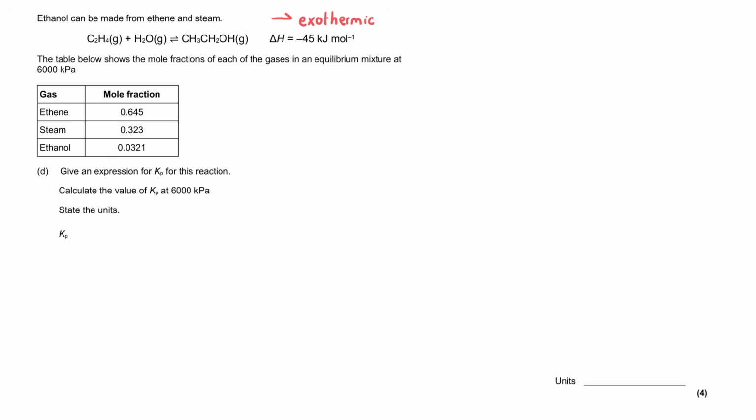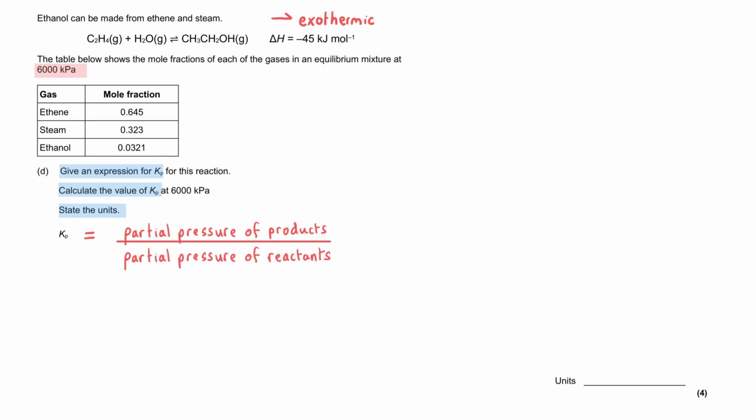The table below shows the mole fractions of each of the gases in an equilibrium mixture at 6,000 kilopascals total pressure. So we've got the 3 gases, then we've got each of their mole fractions. Give an expression for Kp for this reaction, calculate the value of Kp at 6,000 kilopascals, and state the units. To give the expression for Kp, we need to remember generally that Kp is the partial pressures of the products multiplied together divided by the partial pressure of the reactants multiplied together.